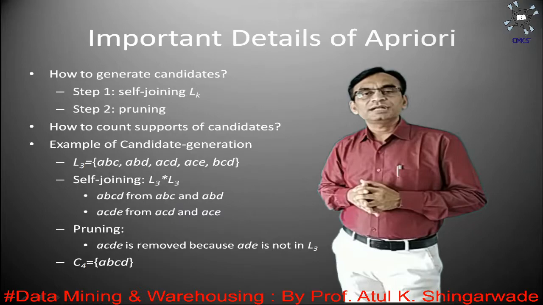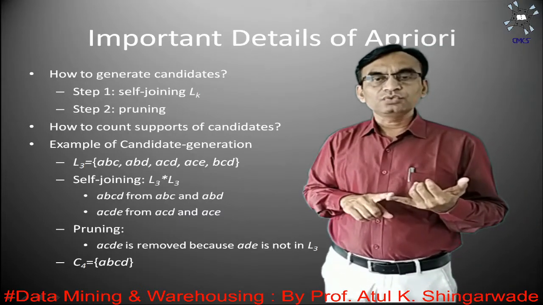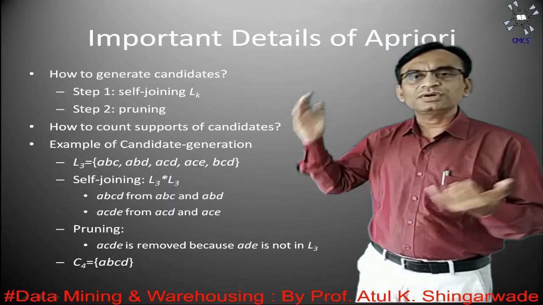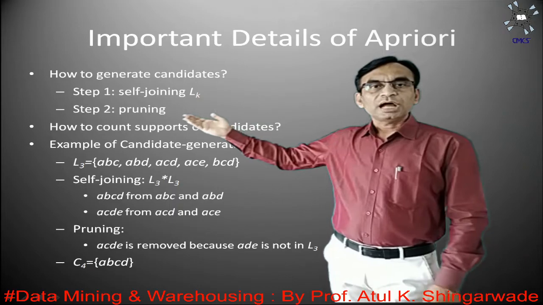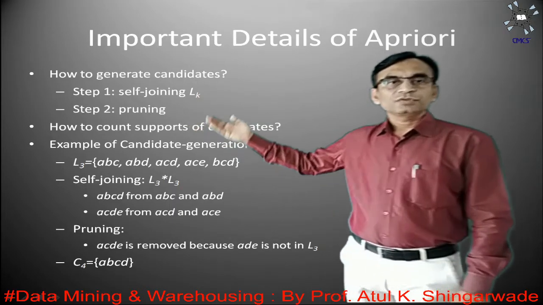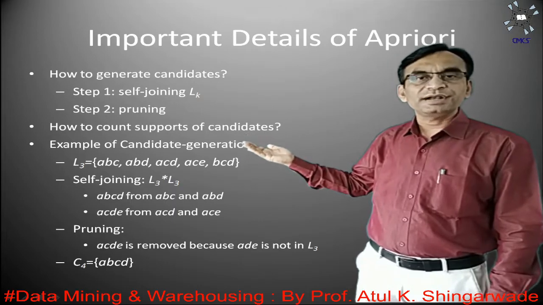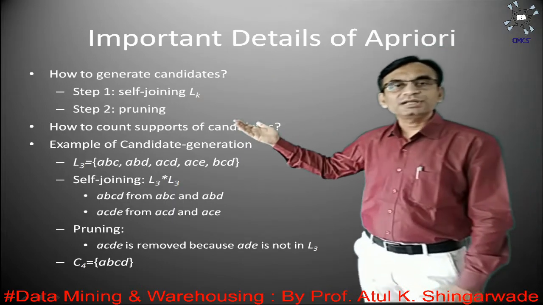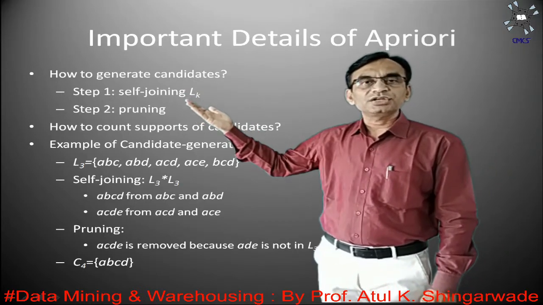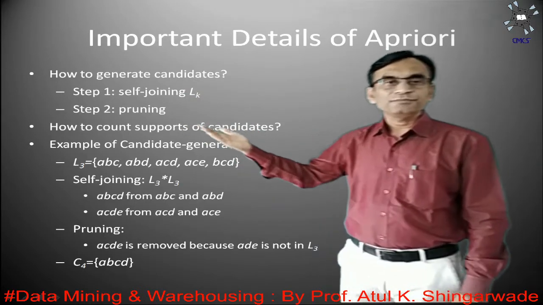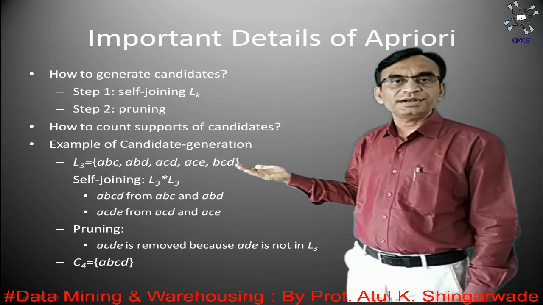Self joining is what we have done for frequent item set 1, frequent item set 2, frequent item set 3, likewise. Whatever number of possible combinations there are, they can be generated. After that we have the pruning step. Once that is done, we have to count the support count of those candidates. So the important details are the generation of candidates, by making use of self joining and pruning, and then counting the supports of those candidates.